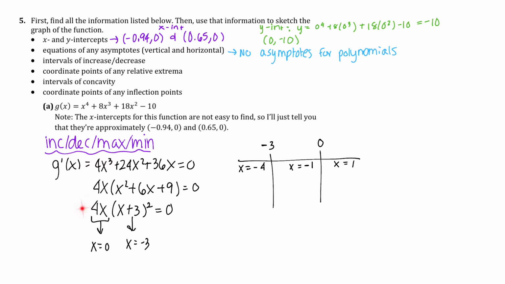Choosing test points and then plugging into here. Keep in mind that this x plus 3 squared, because it's squared, is always going to end up being positive. You can just write it in. The only thing that matters is the 4x part because this part is positive. And the 4x part really just relies on the number you're choosing. 4 times negative 4 is a negative. Negative 1 times 4 is negative. 1 times 4 is positive. So we have negative, negative, positive. So we have decreasing, decreasing, increasing.